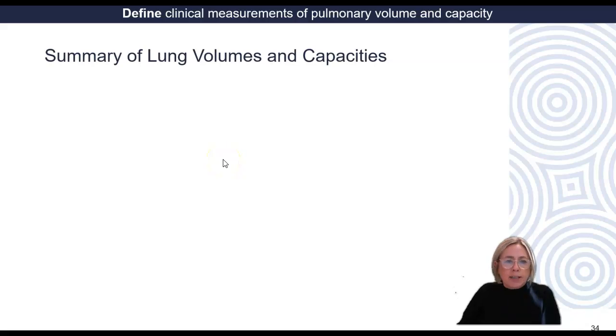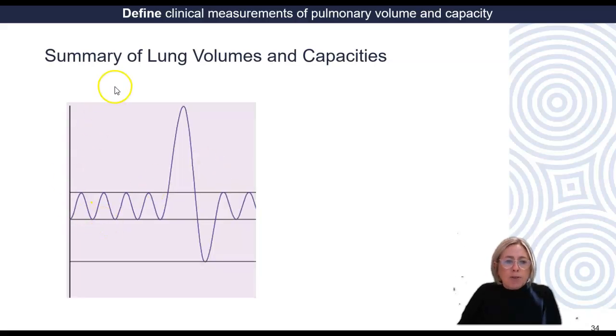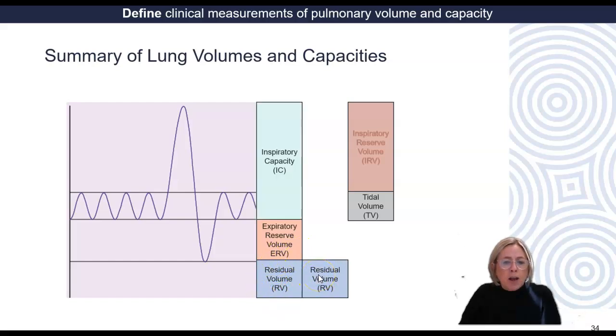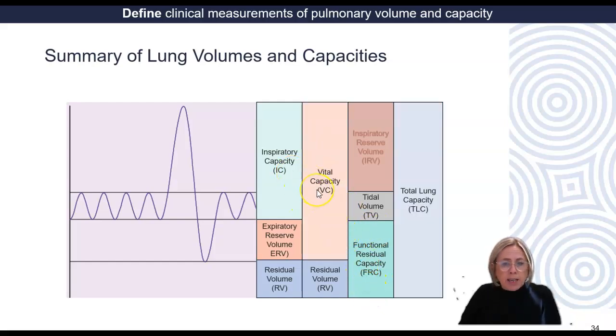I just put together this little summary for you in terms of that trace that you see with a spirometer, and then linking it all to the tidal volume, the inspiratory reserve volume, the expiratory reserve volume, the residual volume, the inspiratory capacity, the functional residual capacity, the vital capacity, and then the total lung capacity.